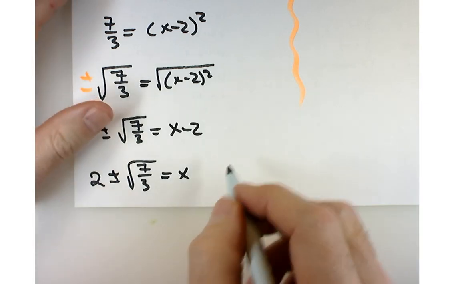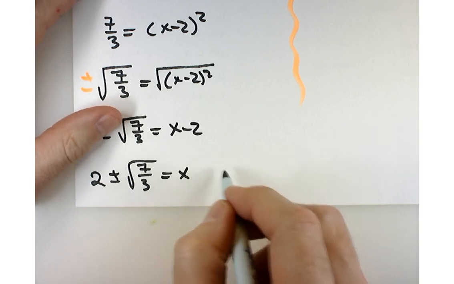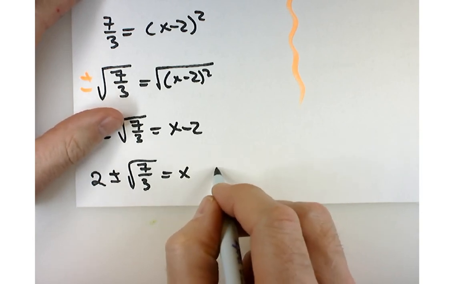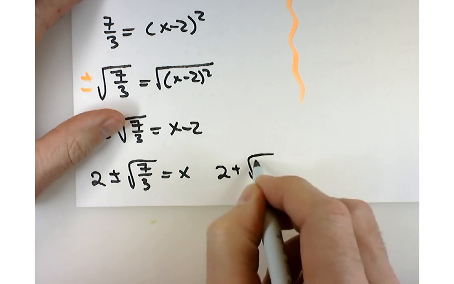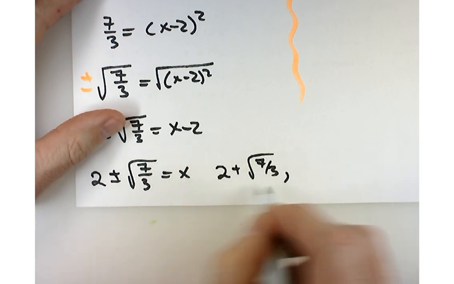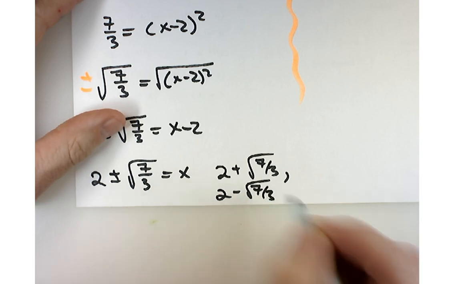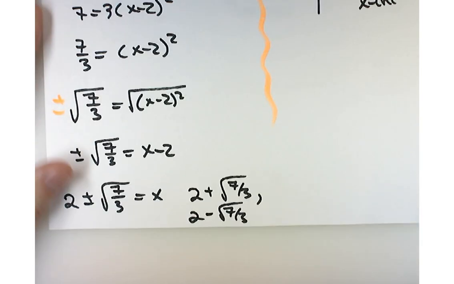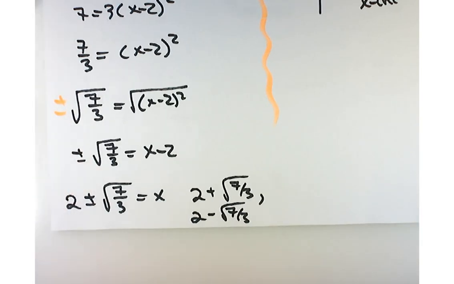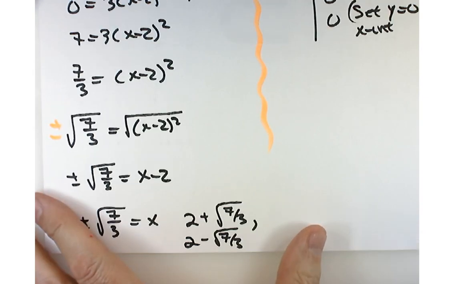When you list it in WebAssign, you're going to have to write them out one at a time: 2 plus the square root of 7/3 and 2 minus the square root of 7/3. That's what you're going to have to list in WebAssign. But you can check this on your graphing calculator or on Desmos just as easily. Are we okay with this part?